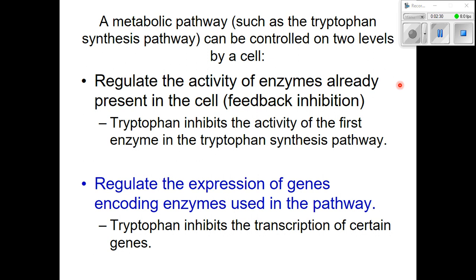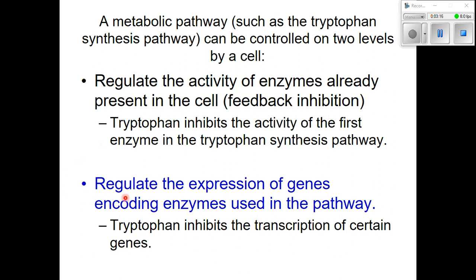A metabolic pathway, such as the tryptophan synthesis pathway, can be controlled or regulated on two different levels. There's two basic mechanisms by which a bacterial cell can regulate the tryptophan synthesis pathway. The first way is to regulate the activity of enzymes that are already present in the cell. In other words, if there's already a plentiful supply of tryptophan, it doesn't make sense to continue making tryptophan. And so the enzymes that make tryptophan can be temporarily switched off.